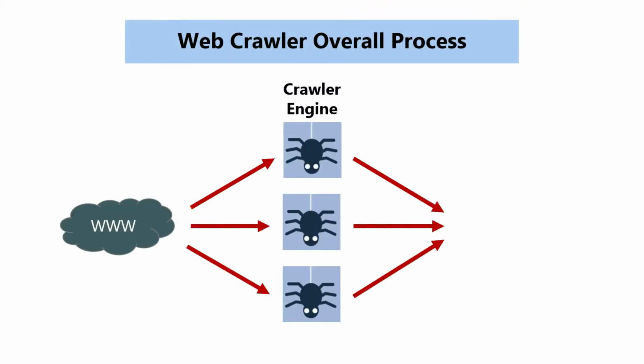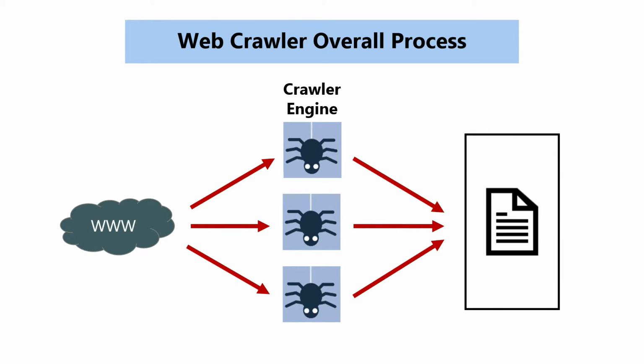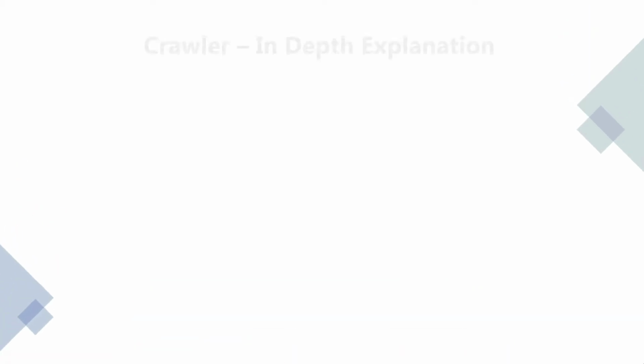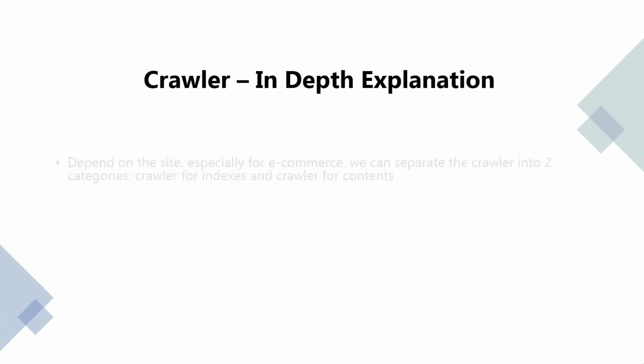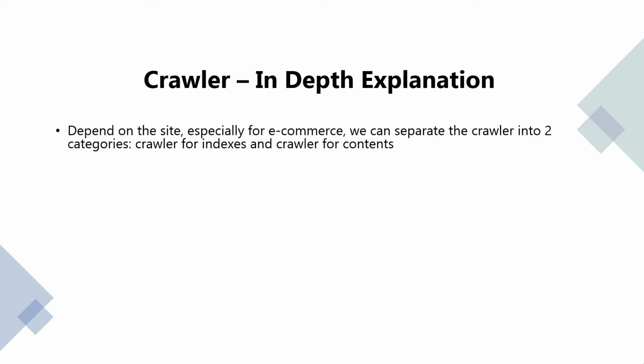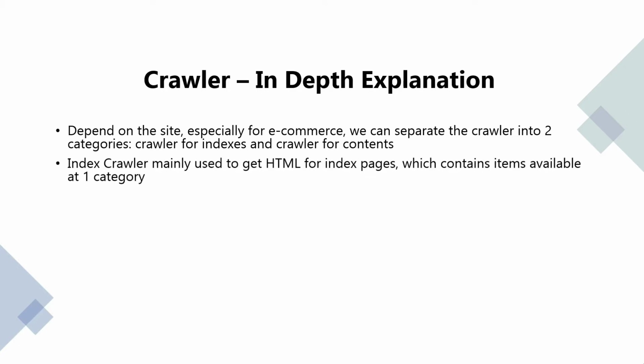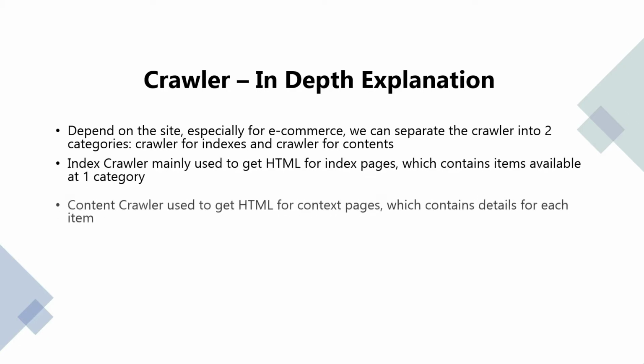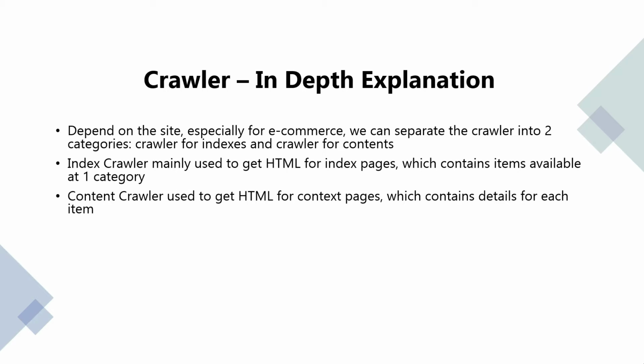We may use more than one crawler to get data from World Wide Web, depends on the site, especially for e-commerce. We can separate the crawler into two categories: index crawler to get HTML for index pages, and content crawler to get HTML for detail pages.